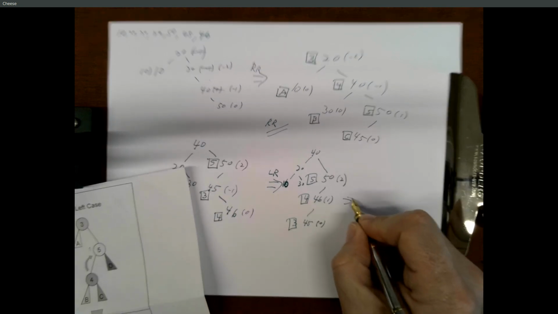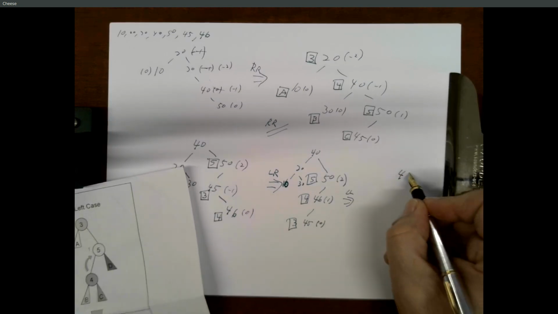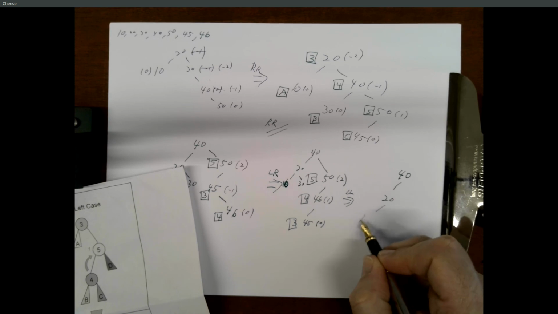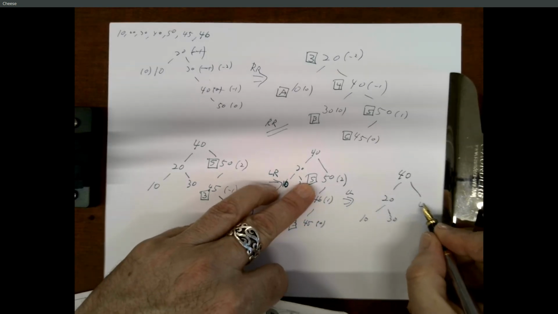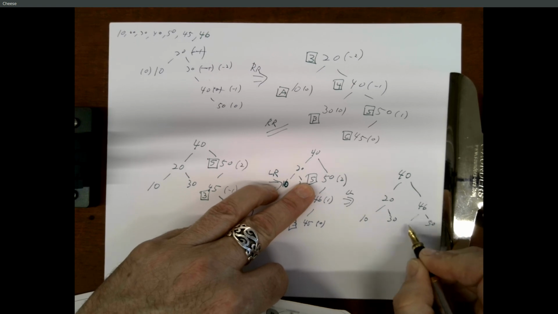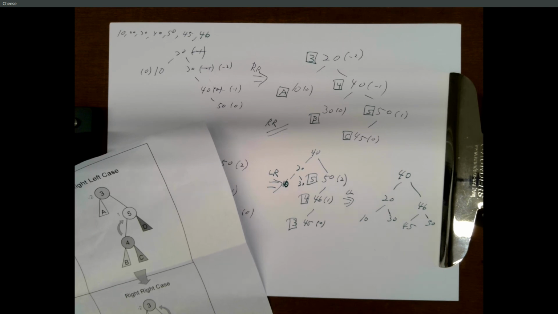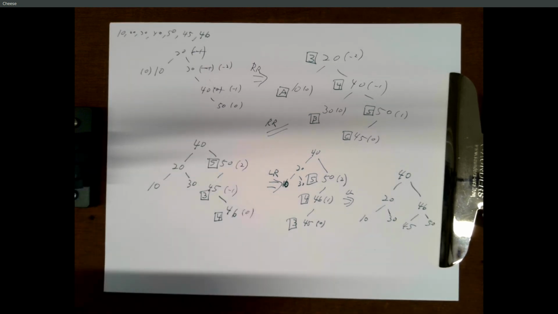So this left-left case, this will all stay the same. But the 46 will move up in place of the 50. The 50 will go to the right. The 45 goes to the left. And that's a beautifully balanced tree.